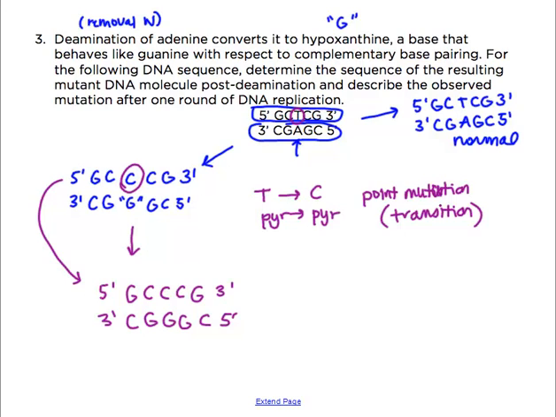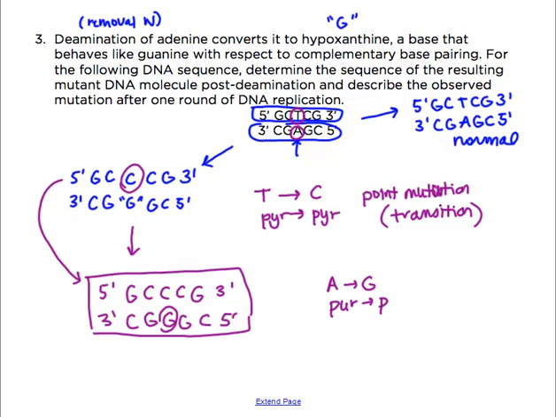So now, after a full round of DNA replication where both templates are used to make a new strand, that original T is changed to a C, and this original A is changed to a G. So this is the DNA molecule. And remember, it's still a point mutation. And if you want to double check that, you can recognize that that A from the beginning is now a G, and an A to a G is a purine to a purine, which again is a transition mutation.